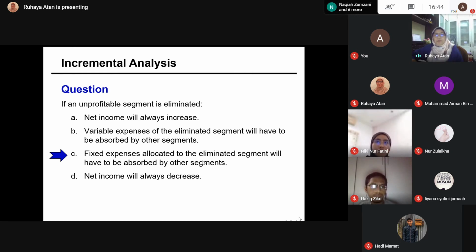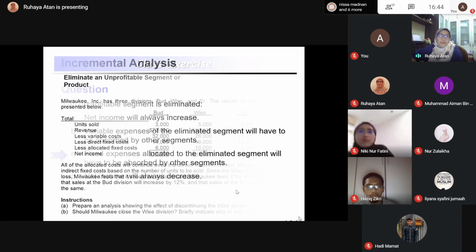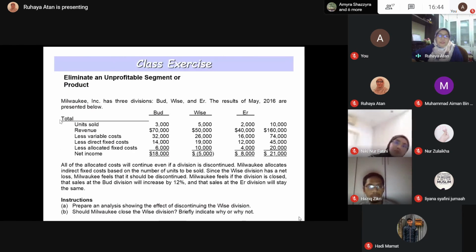Okay, by other segments, unless it says otherwise. Okay, there is one thing you need to consider because it makes a lot of difference. Yeah, the fixed cost will make a lot of difference. There's another exercise here, where Milwaukee has three divisions.